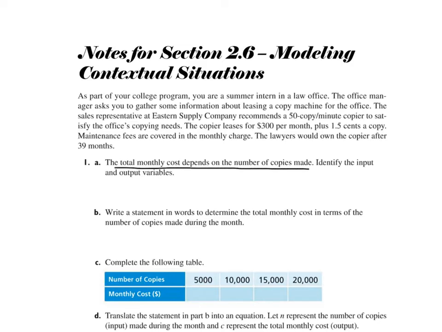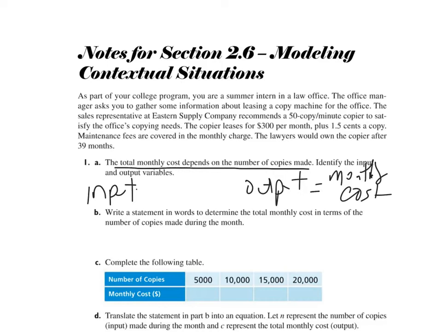They want us to identify the input and output variables. Since they just told us that the monthly cost depends on the number of copies made, we know now that the output variable is the cost, or we can say monthly cost if we want to get extremely specific. And the input variable, it depends on how many copies are made, so we're going to say that the input variable is the number of copies.